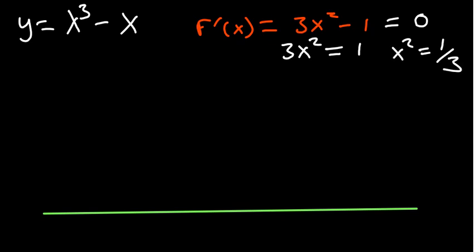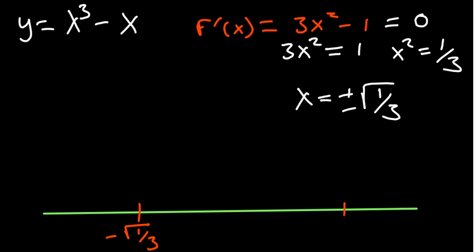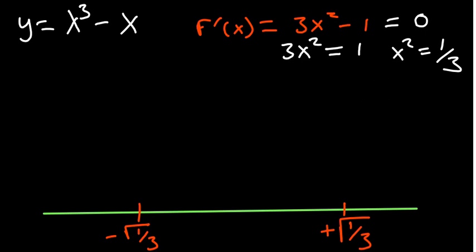To find the value of x, x is going to be plus or minus the root of 1 over 3. So we've got two values: one of them is negative, the other one is positive. The negative root of 1 over 3, and also the positive root of 1 over 3. These are the two turning points that we've found in this case. We need to understand now the behavior of the curve between and outside the two turning points.